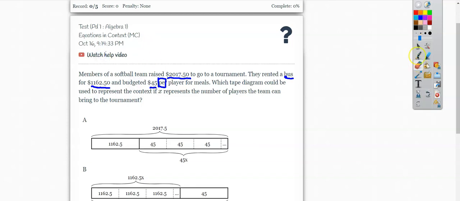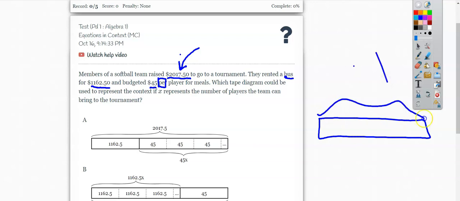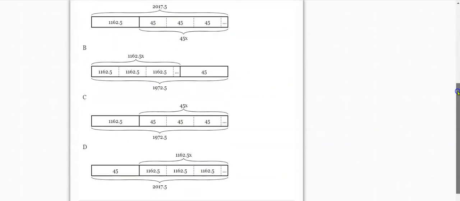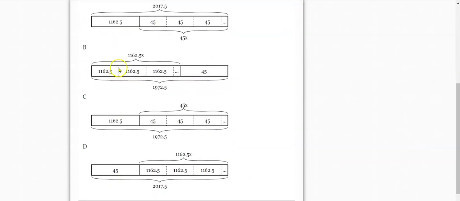The first couple of items that I underlined and highlighted was that the team raised a total of $2,017.50. So that means that the whole tape diagram from beginning to end would be $2,017.50. Okay, so let's take a look there. When I scroll down here, I can see that choice B does not have that total. Choice C does not have that total, but A and D do. So I'm going to mark these 2 choices as not an option.